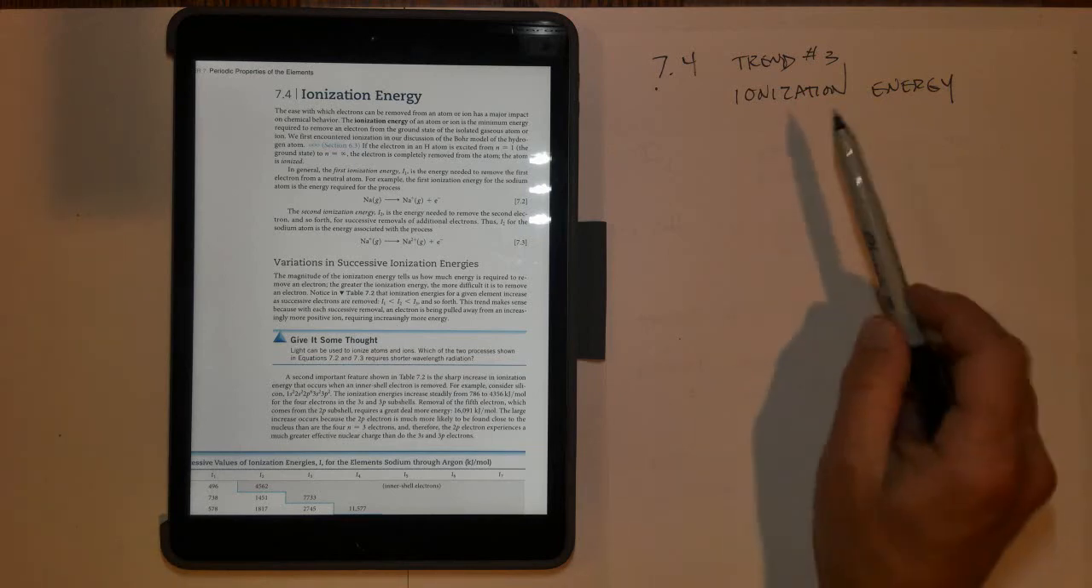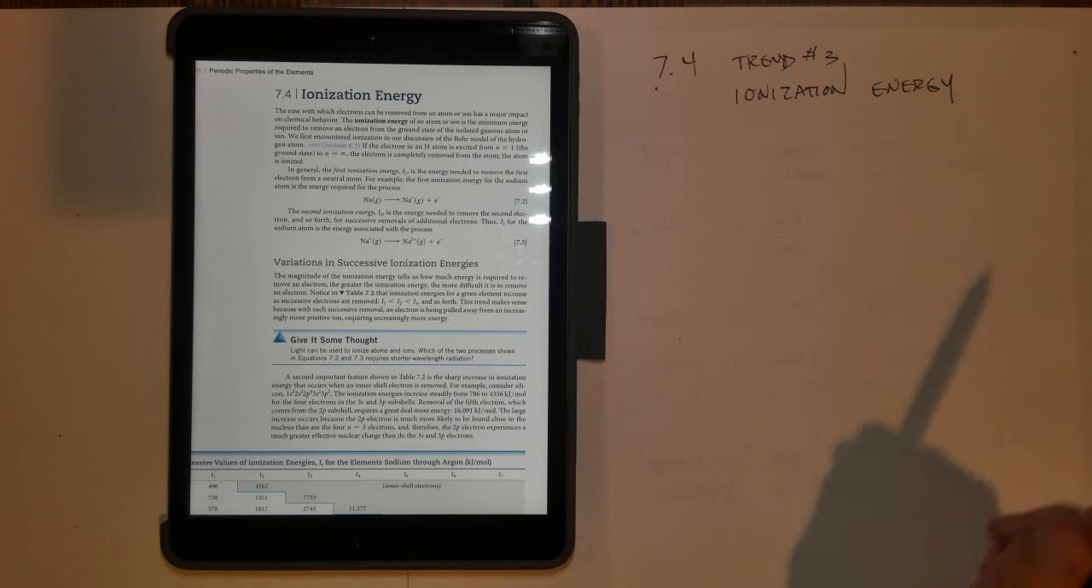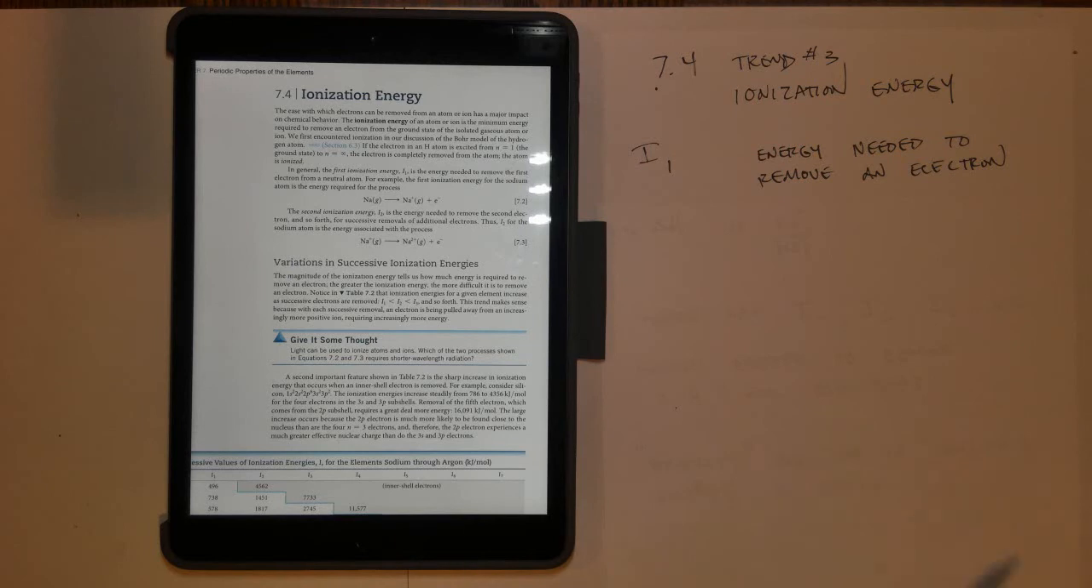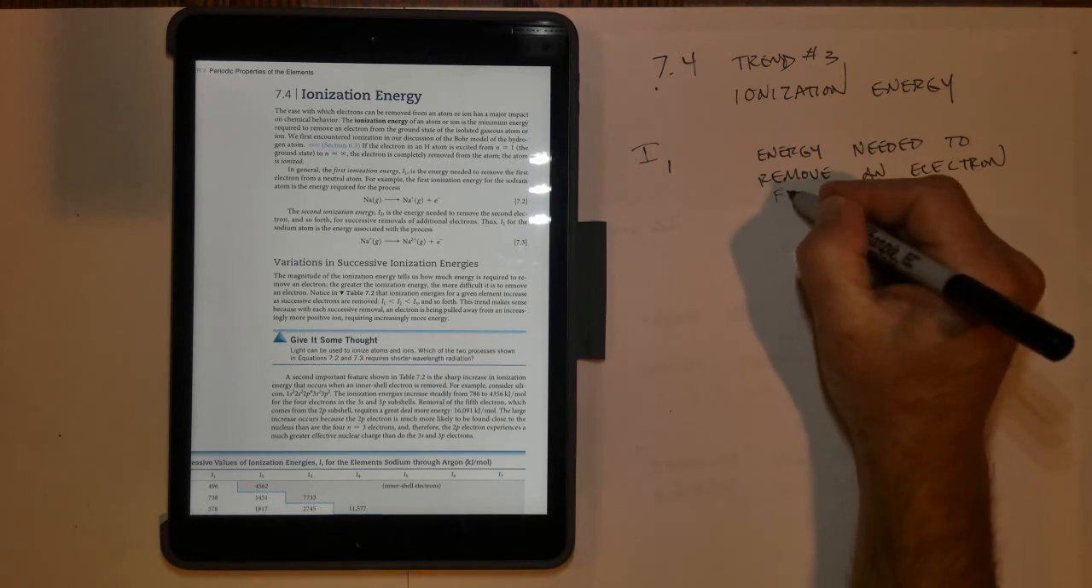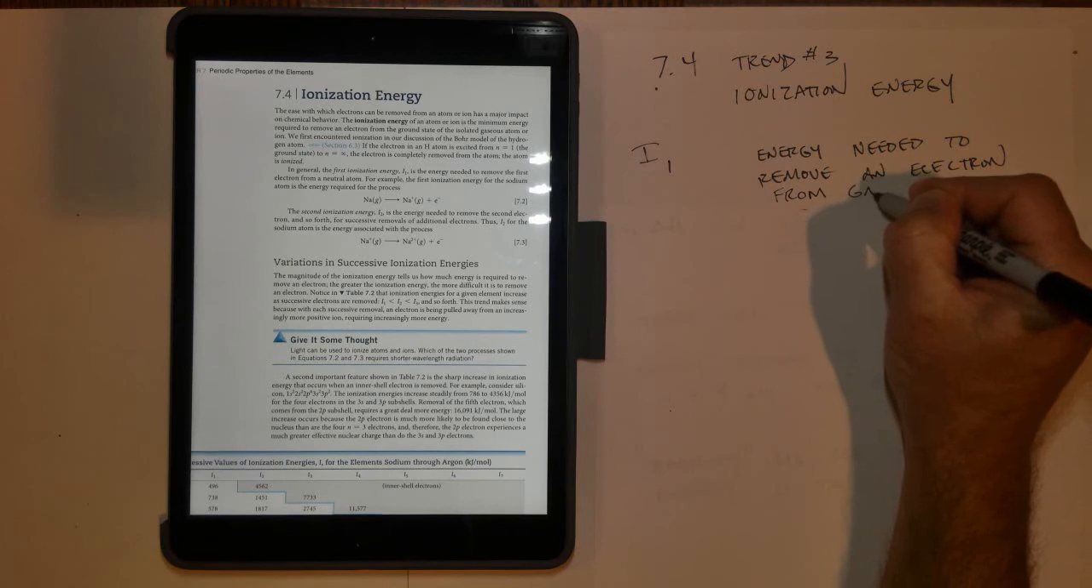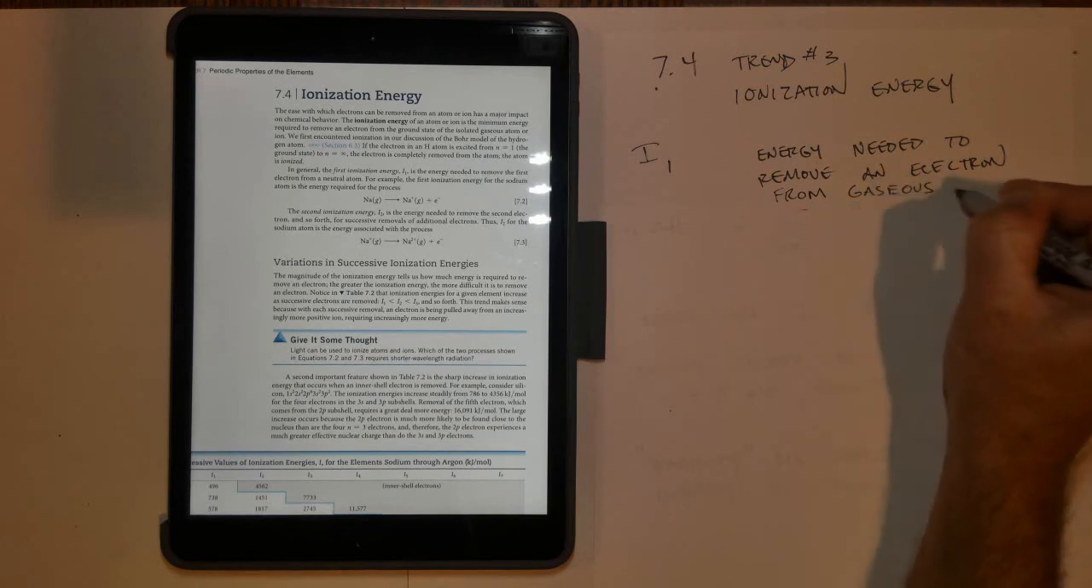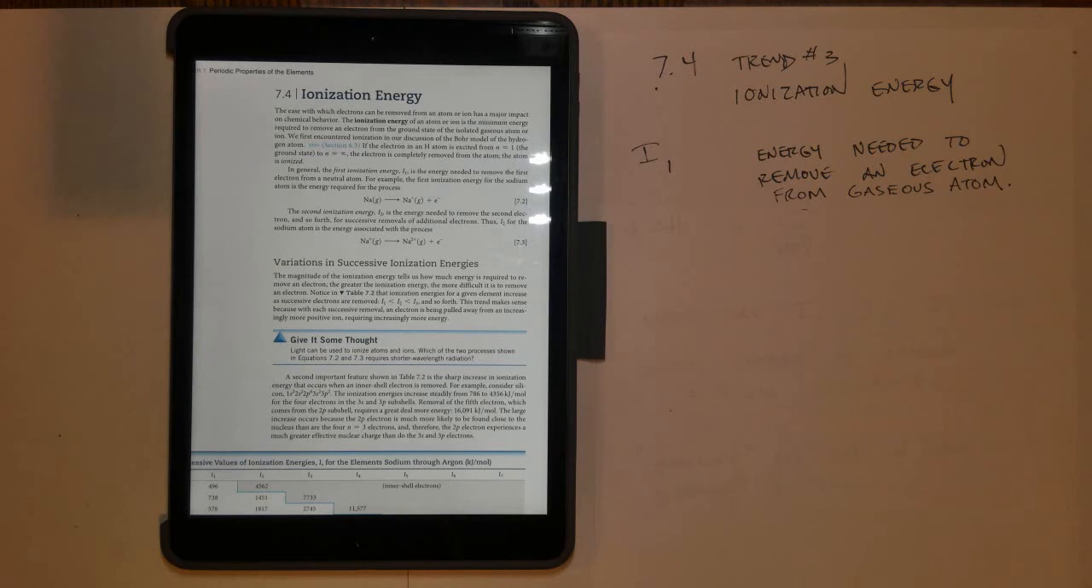So this trend is called ionization energy. Ionization energy is the energy needed to remove an electron from a gaseous atom. Therefore, it's like an enthalpy. It's a delta H, and it's measured in kilojoules per mole. So it's an actual quantity of how much energy it takes to take away an electron from something to ionize a particular atom. These have equations to them.